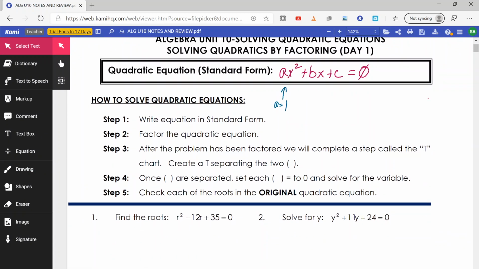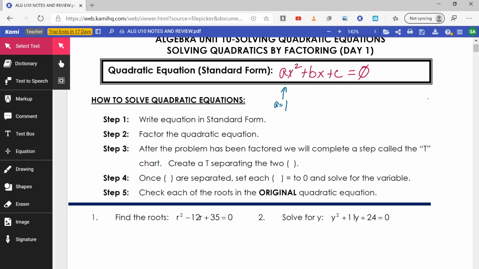Once we have factored, we're going to create what's known as a t-chart. Basically, this separates the two parentheses that I've created. Once I do that, I'm going to set each thing equal to 0 and solve for the variable. And then we always check our answer.